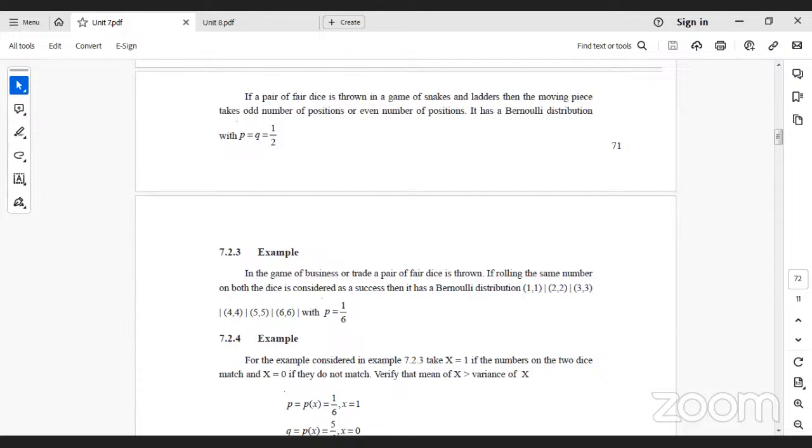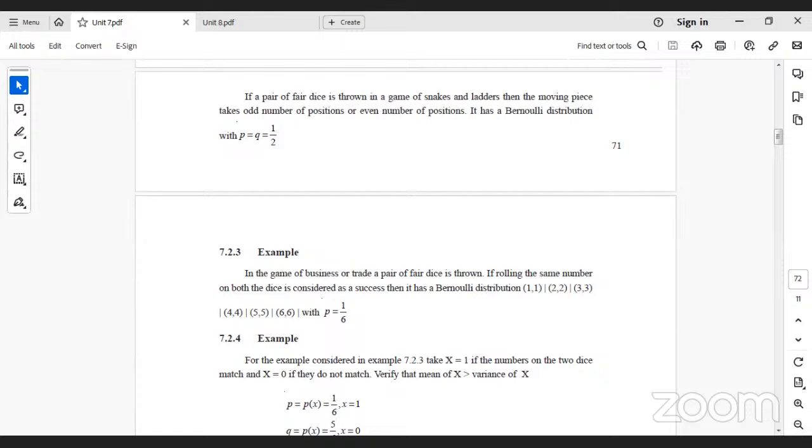In a game of Monopoly or a similar game where a pair of dice is thrown, rolling the same number on both dice is considered a success of the Bernoulli distribution. 1 1, 2 2, 3 3, 4 4, 5 5, 6 6. A die has 6 faces, so the probability is 1 by 6. Therefore we can write 1 1, 2 2, 3 3, 4 4, 5 5, 6 6 here.